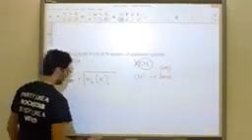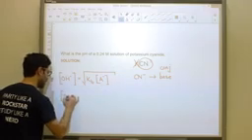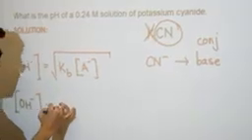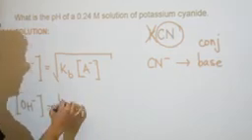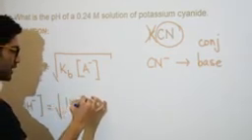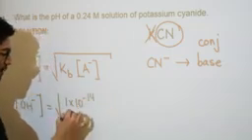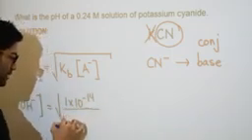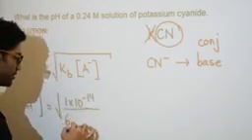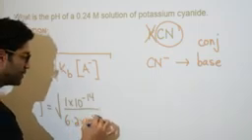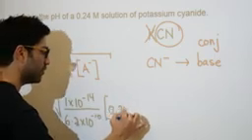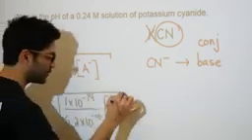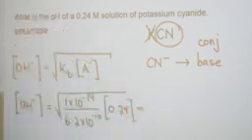So let's apply this formula, and it's going to give us OH minus is equal to the square root of Kb. Now to calculate Kb, remember you can use Ka to calculate Kb. You take 1 times 10 to the negative 14, which is Kw for water, divided by your Ka, 6.2 times 10 to the negative 10, and multiply this by your initial concentration, which in our case is 0.24. Applying this formula is going to give us OH minus.